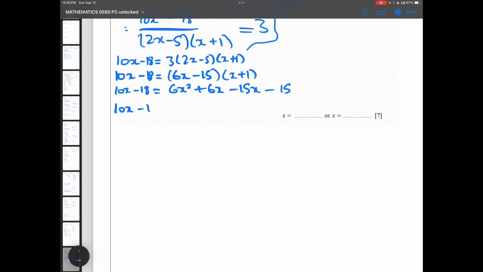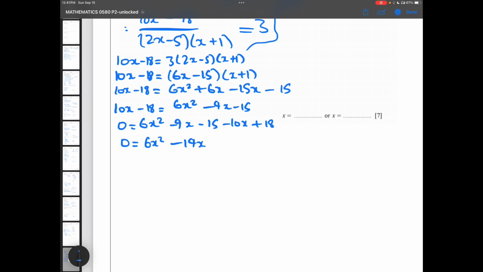So 10x minus 18 is equal to, over here, plus 6x minus 15x will be equal to minus 9x. Now I will move 10x minus 18 to the right hand side of the equation. 0 is equal to 6x square minus 9x minus 15. This 10x becomes negative and negative 18 becomes positive 18. Now minus 9x minus 10x is equal to minus 19x. Minus 15 plus 18 is equal to plus 3.